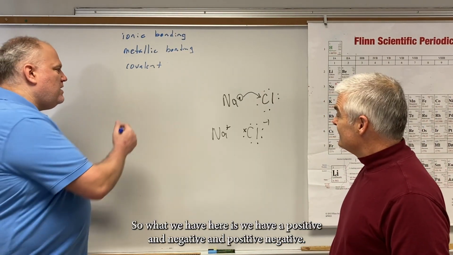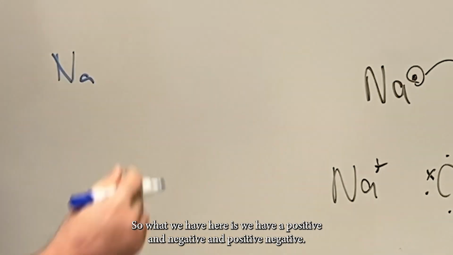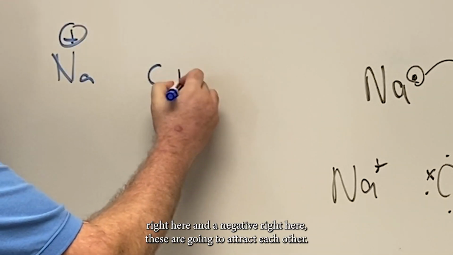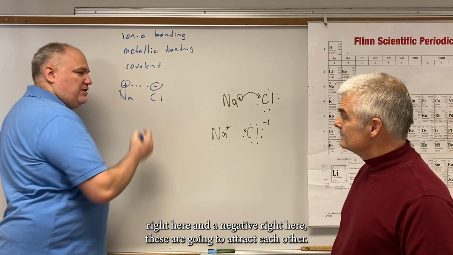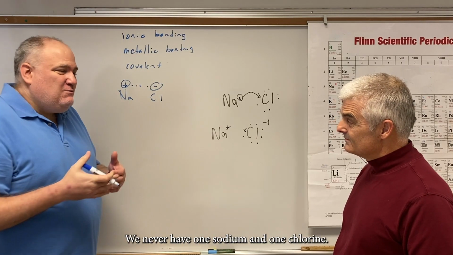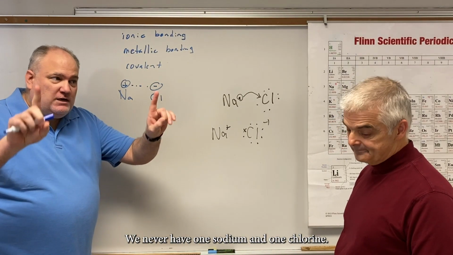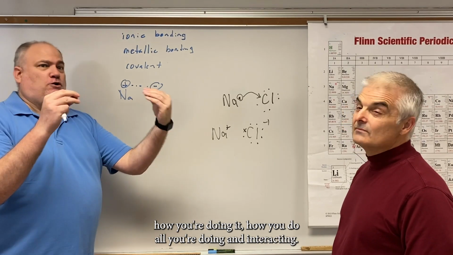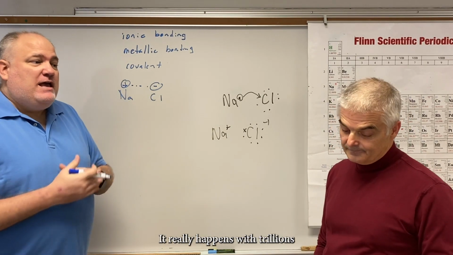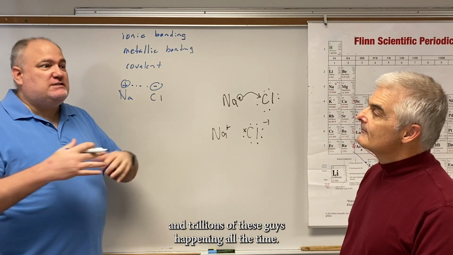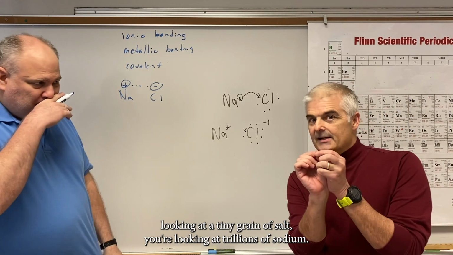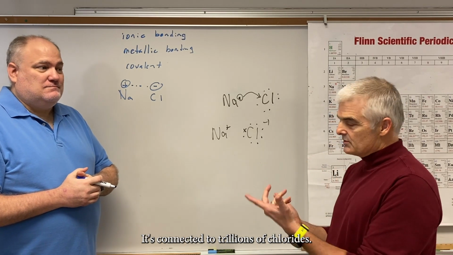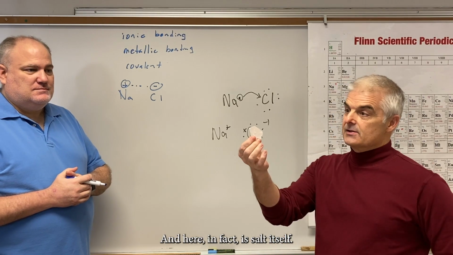So what we have here is a positive and a negative, and positives and negatives just attract. Always. If I have a positive right here and a negative right here, they are going to attract each other. But here's the thing we have to keep in mind. We never have one sodium and one chlorine just wandering around and interacting. That doesn't happen. It really happens with trillions and trillions of these all the time. So if you're looking at a tiny grain of salt, you're looking at trillions of sodiums connected to trillions of chlorides. And here, in fact, is salt itself.